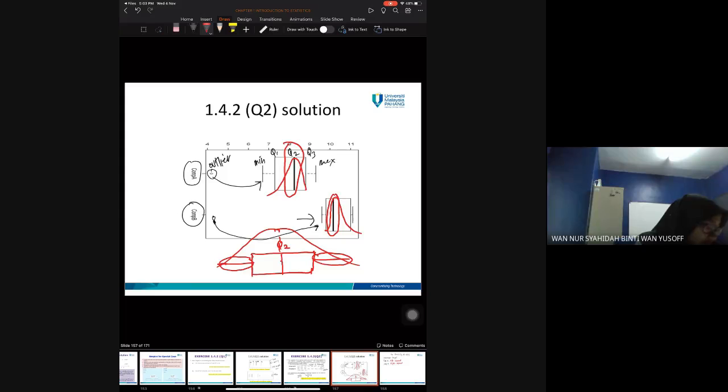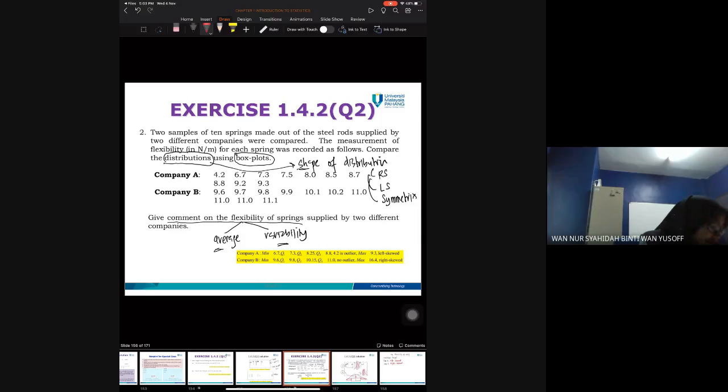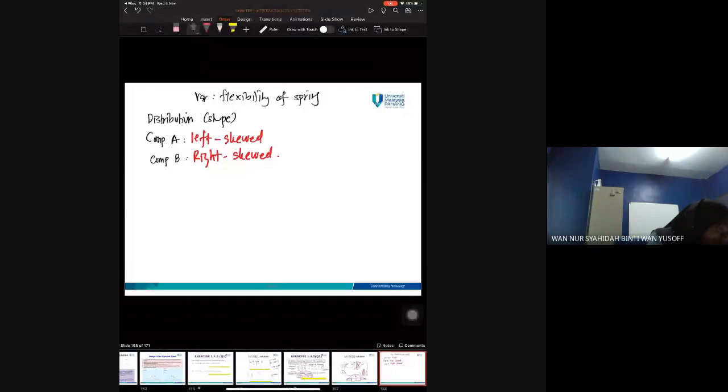Then we go to the comment on the flexibility of the spring, just to comment. This is a general question about the flexibility of the spring, so we can comment based on the average and also the probability. So first you can comment on the average, and second we comment on the probability.